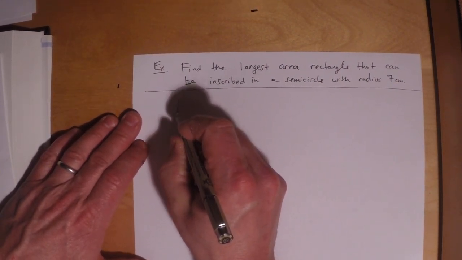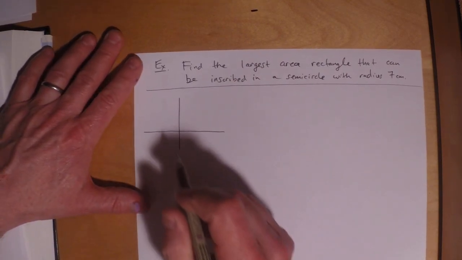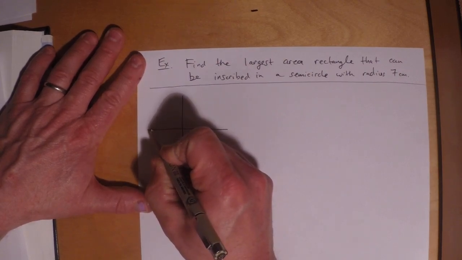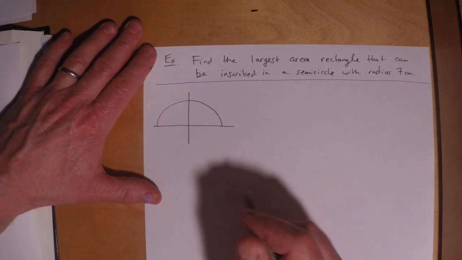So here's me. My boys are just going to bed. It's good times here. Here's me drawing a semicircle. Not bad. Looks more like an ellipse, but it'll do.